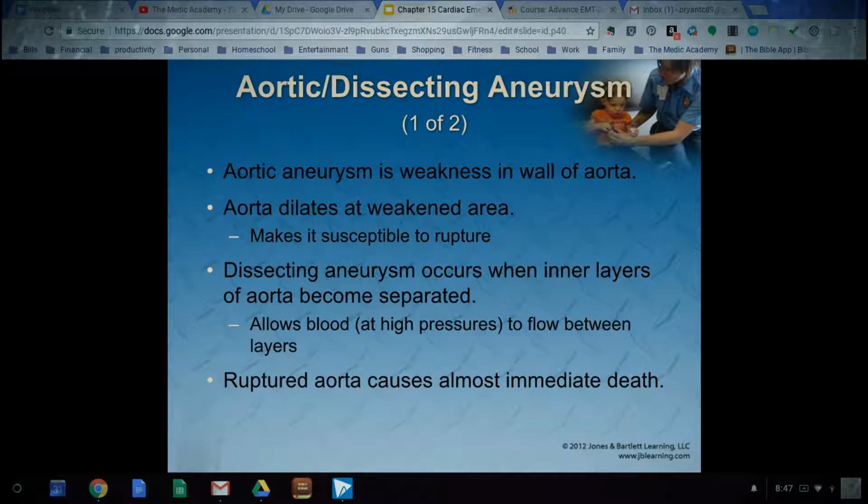All right, so we talked about that this hypertensive crisis can cause aortic dissecting aneurysm. Well, what is that? Well, aortic aneurysm is a weakness in the wall of the aorta. The aorta dilates at a weakened area and makes it susceptible to rupture. The dissection occurs when the inner layers of the aorta become separated, and this allows blood to flow between the layers, especially with hypertension, just because it elevates the arterial pressure greater than what it already is. And this ruptured aorta can cause immediate death. It's a very bad condition for your patient to be in, and if they don't die immediately, then they're going to be very, very sick patients.